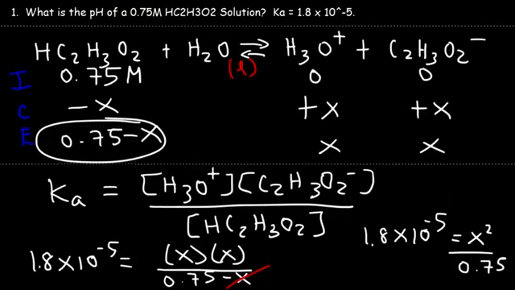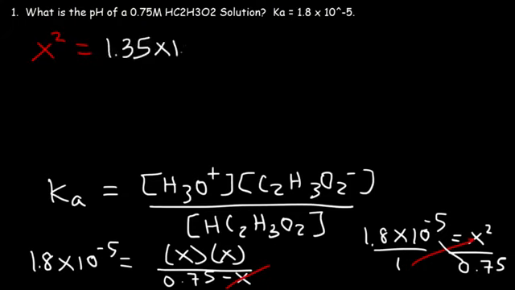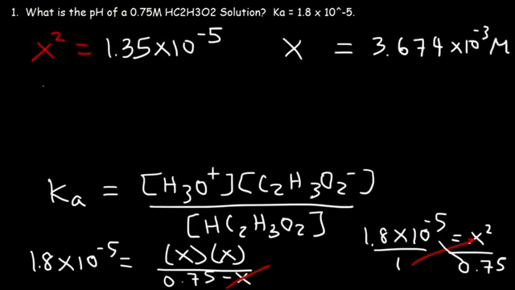Now let's get rid of a few things. We really don't need this anymore. But keep in mind that H3O+ is equal to X. Now, in order to find the value of X, we need to cross multiply. So 1 times X squared is X squared. And 1.8 times 10 to the minus 5 multiplied by 0.75 is equal to 1.35 times 10 to the minus 5. Now let's take the square root of both sides. So the square root of that number is going to be 3.674 times 10 to the minus 3. That's the concentration of H3O+.